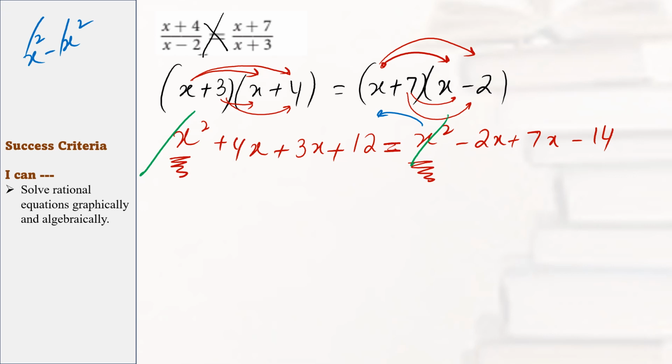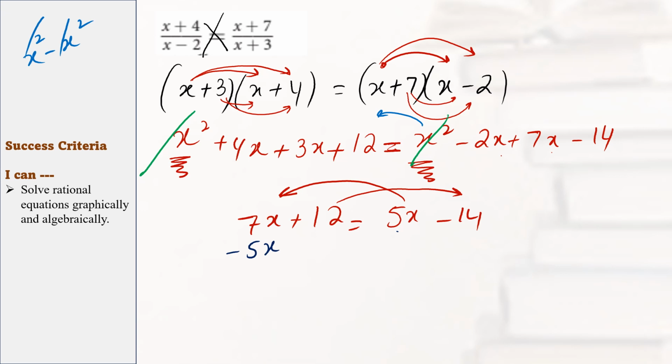And 4x plus 3x gives me 7x plus 12. Negative 2x plus 7x gives me 5x minus 14. Now there is no power 2. There is no x with the power 2. Bring all the x on one side and bring all the numbers on the other side. Plus 5x goes on the other side, minus 5x. Plus 12 goes on the other side, minus 12.